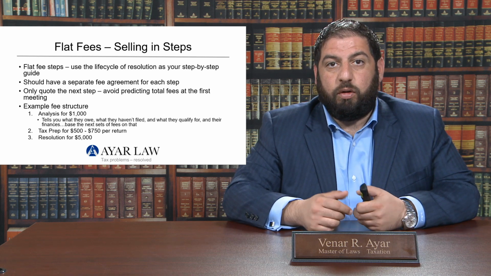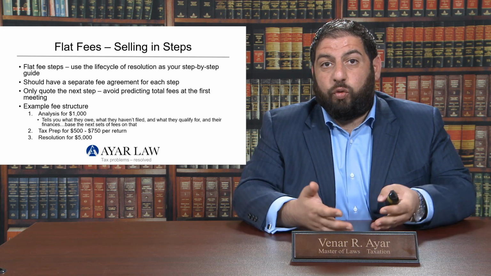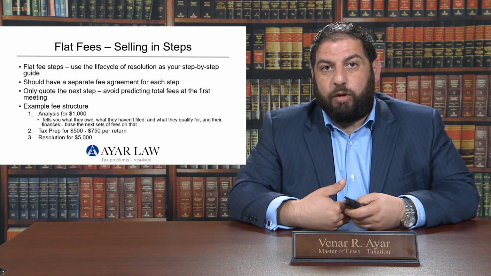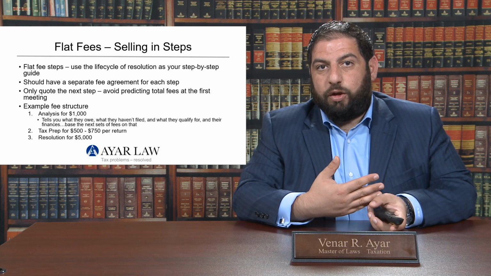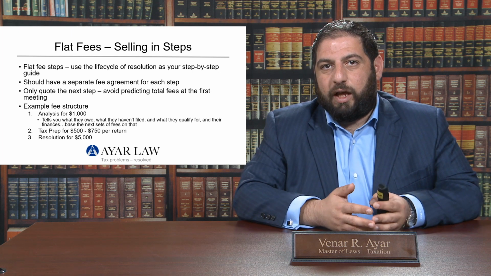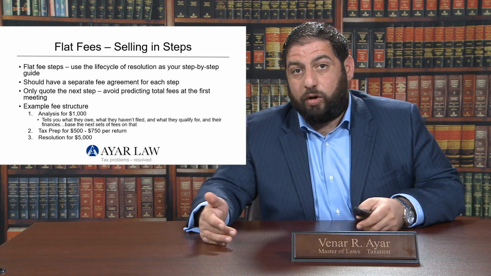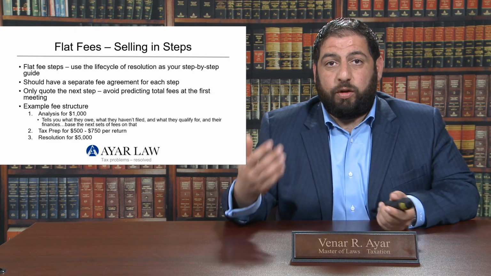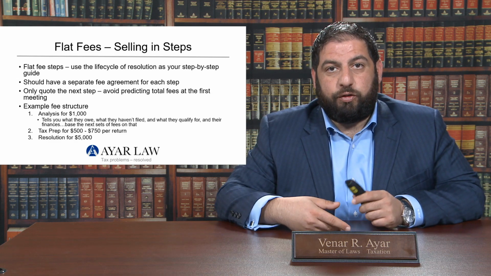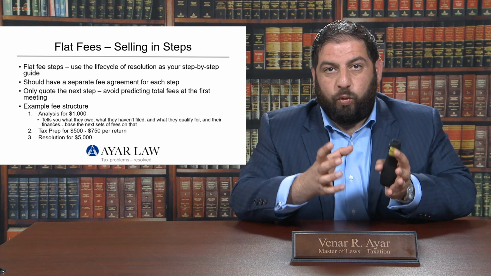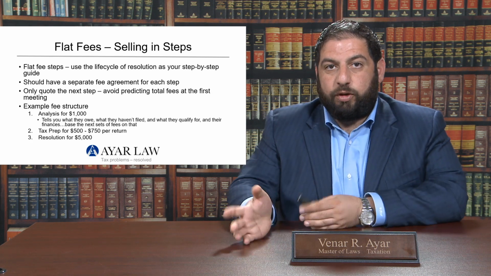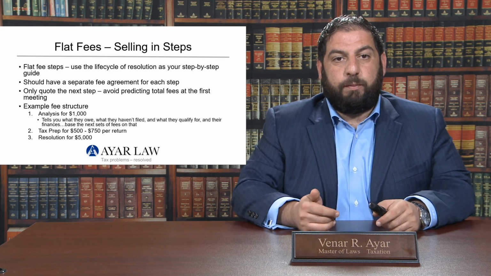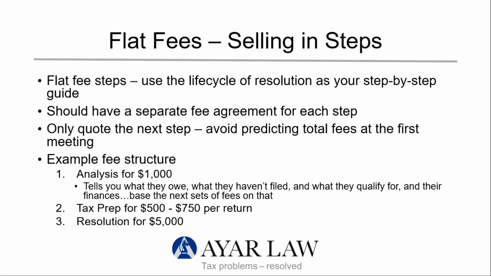So, there's a way to do it where you're not being coy, you're not withholding information, but you're also not telling them, oh yeah, it's 1,000 for the analysis, and then if you come back and do an offer and compromise, that's probably going to be 5,000 more. Well, they start to add up the numbers and they start to get reservations. You just focus on what step you're on, get them to the next step. They come in, quote them $1,000 for the analysis, figure out what they owe, give them the game plan.